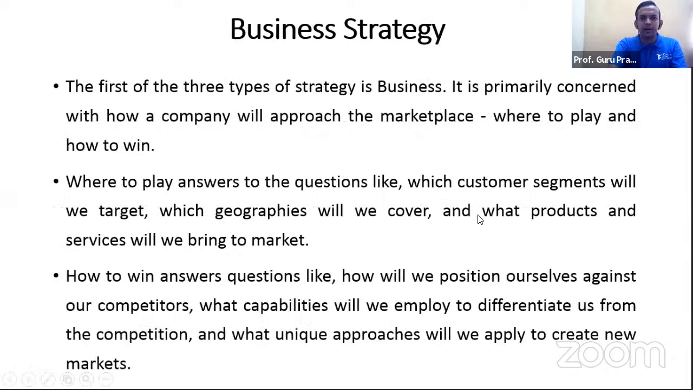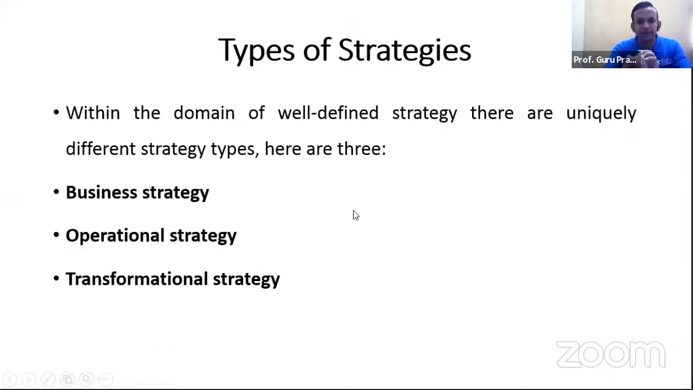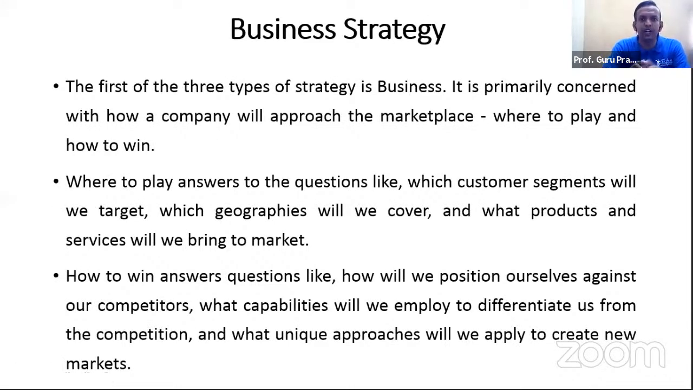First one, business strategy. What is the business definition? A going concern. Business definition: style of doing it, a business model. Jio in telecom, type of business, retail, education, purpose. Fantastic, I was looking for that answer. The whole purpose of why the business is here. Right answers. Business strategy is primarily concerned with how a company will approach the marketplace: where to play and how to win.